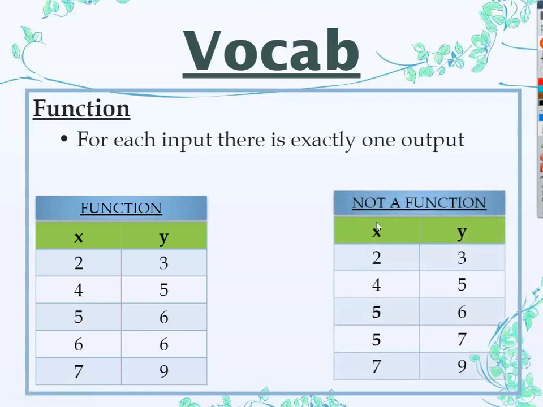This table over here is not a function because I have these 5s repeating. If I look at the output, this 5 has an output of 6 and this 5 has an output of 7. Those are different outputs, and because of that, this is not a function.